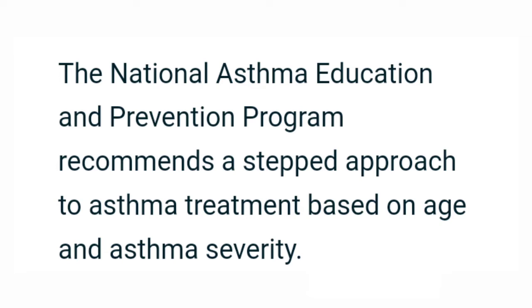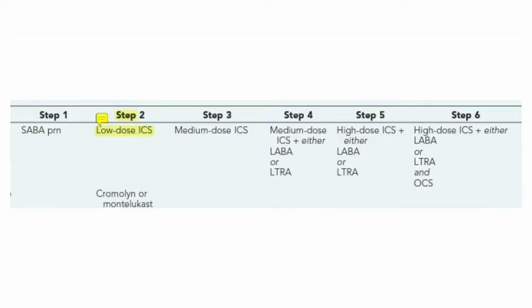So stepwise, as per age, less than 4 years and above 4 years, but I have shown a single chart for convenience. There is not a lot of difference between them, so we will follow it. Step 1 is SABA as required. SABA is salbutamol nebulization. Step 2 is low dose inhaled corticosteroids, or you can also give cromolyn or montelukast at this step instead of it. Step 3 is medium dose inhaled corticosteroids.